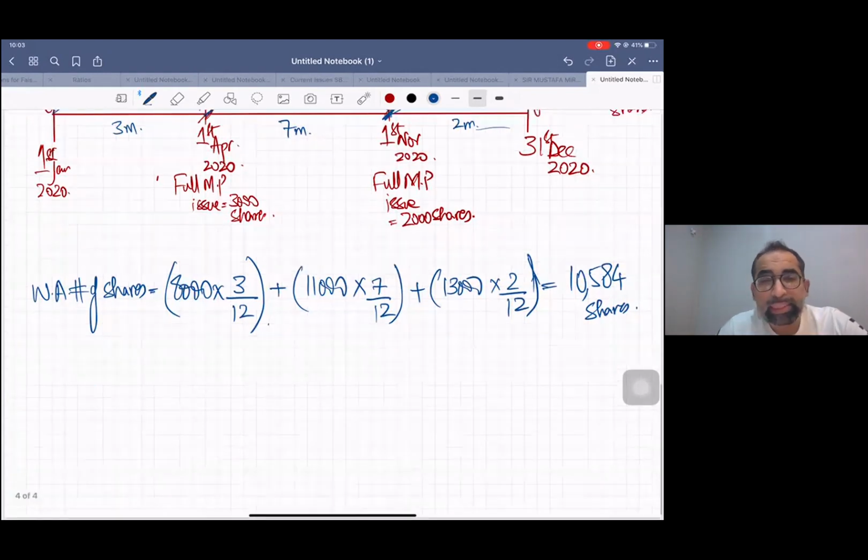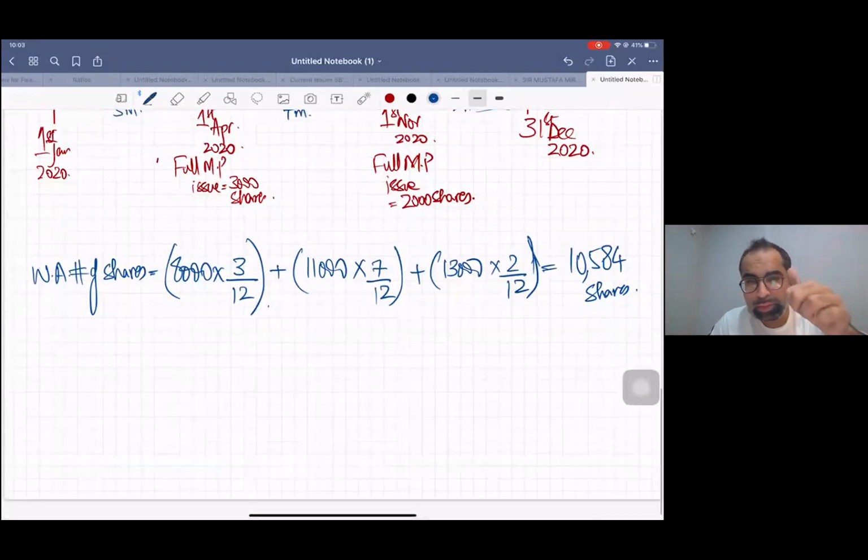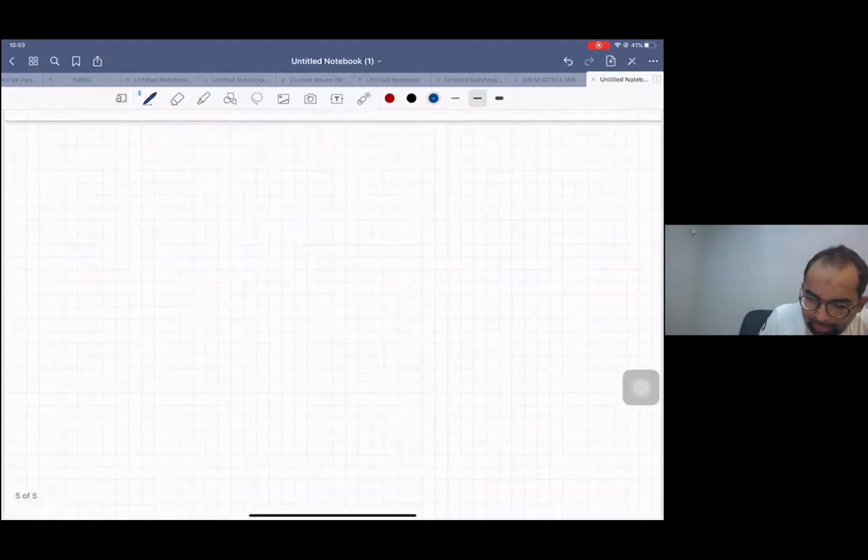Now we are going to do the second issue. The second issue is called bonus issue.